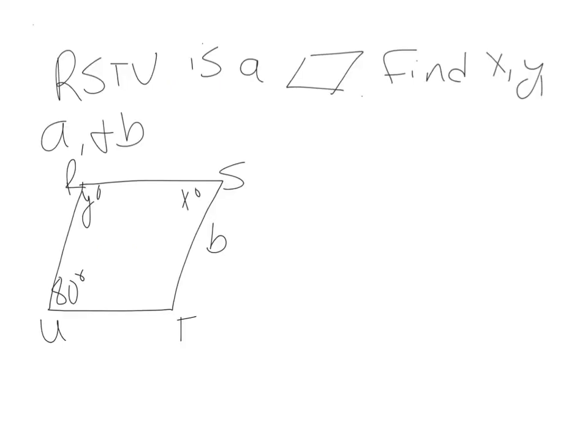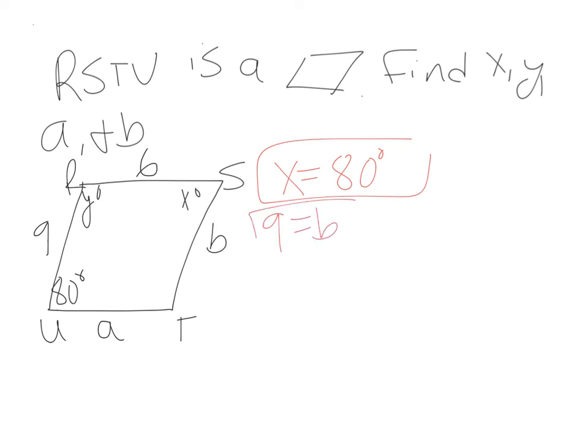Okay, so we're just going to do a little practice. We're told this is a parallelogram. We just want to find x, y, and A and B. Oops, stuff got cut off here. This is supposed to be 9, this is supposed to be 6, and this is supposed to be A. This is pretty straightforward. X and 80 are opposite, so they're going to be the same. 9 is going to equal B because those are opposite, and A is going to equal 6 because those are opposite.